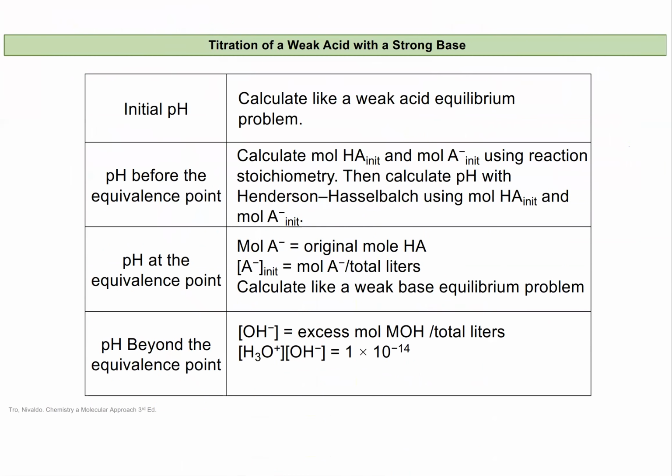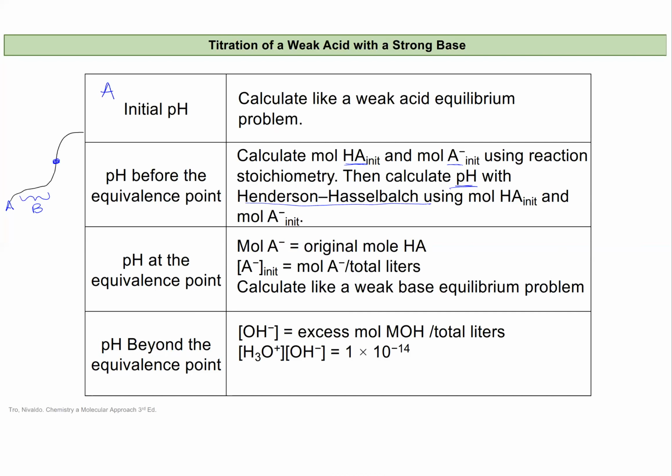So here's a summary of the types of calculations we can do with each of these points on the titration curve. So remember, our curve again looks something like this. And so if we wanted to label this, that initial pH is going to be at the beginning of our curve. We can calculate that like a weak acid equilibrium problem. Then if our equivalence point is here, in that region before the equivalence point, we can calculate the amount of our acid and our conjugate base and the changes from that using stoichiometry, and calculate the pH using the Henderson-Hasselbalch equation.